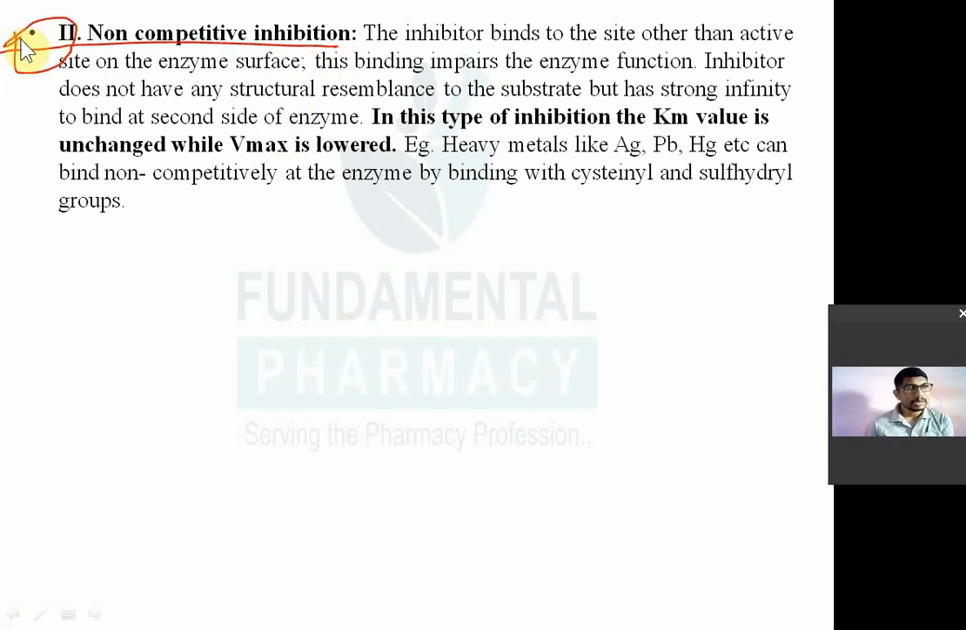In competitive inhibition, your substrate and inhibitor compete at the active site of the enzyme. In non-competitive enzyme inhibition, the inhibitor will not bind to the active site, it will bind to another site and interferes with the enzyme activity. This binding impairs the enzyme function, and the inhibitor does not have any structural resemblance to the substrate but has a strong affinity for the enzyme.